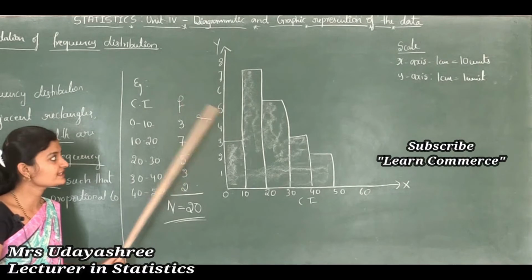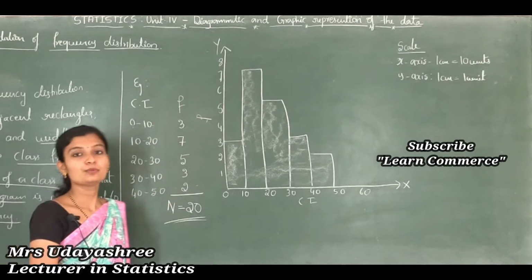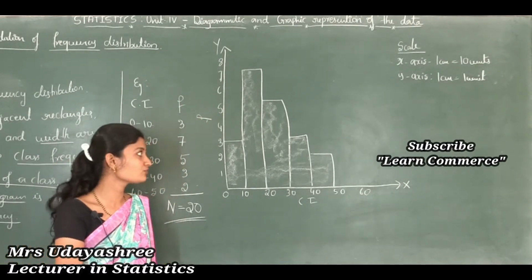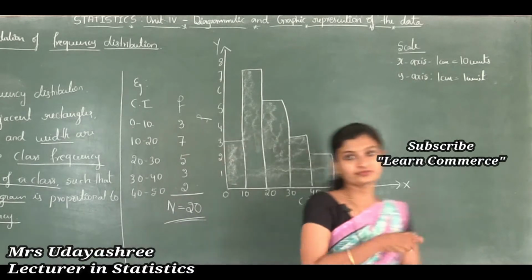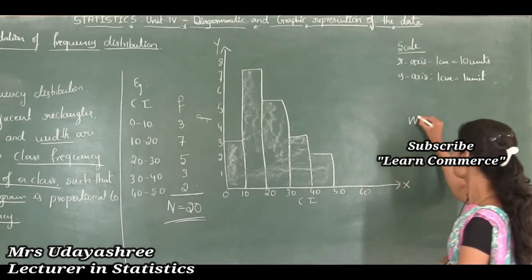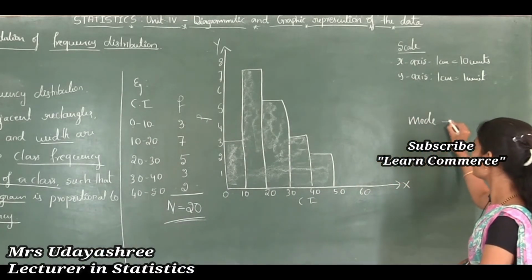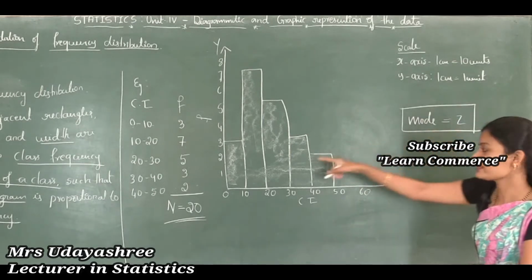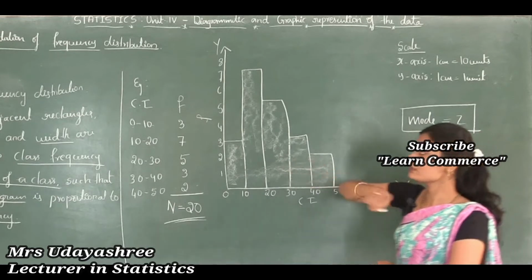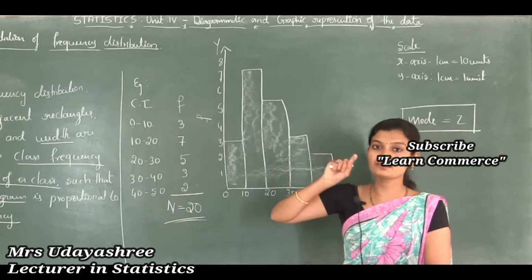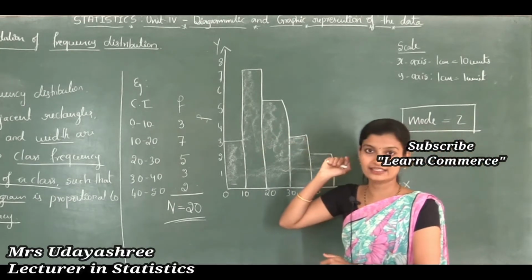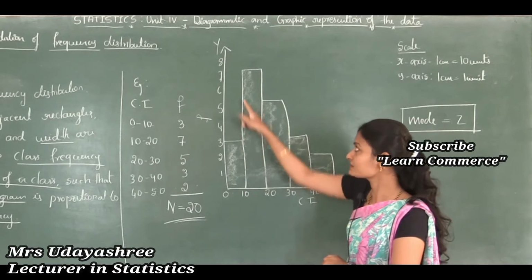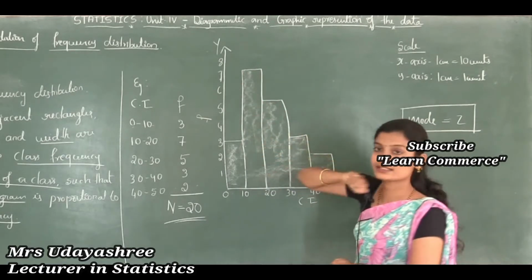Now using this histogram we can find the mode. We know that mode is denoted by Z. So we can calculate the mode using this histogram. See how to find the mode. First we need to select the tallest rectangle here. So the tallest rectangle is this one. So this is the tallest rectangle.